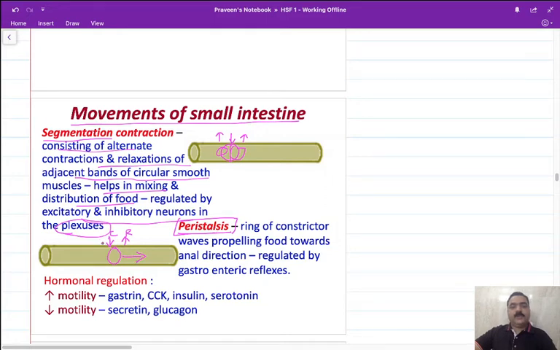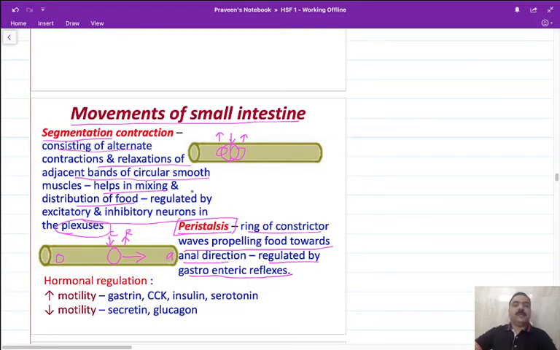Move forward means from the oral side to the anal side. So for example, this is your oral side and this is your anal side, so the chyme moves towards the anal direction. Contraction happens on the oral side of the chyme, and relaxation happens at the anal side of the chyme, so the chyme will be moving forward. This is the propulsion of the food: a ring of constrictor waves propelling the food towards the anal direction. And again regulated by what? The enteric reflexes, the gastroenteric reflexes from the myenteric plexus.